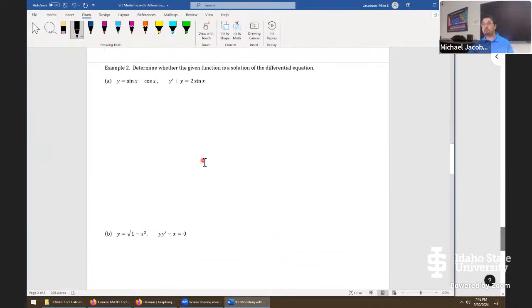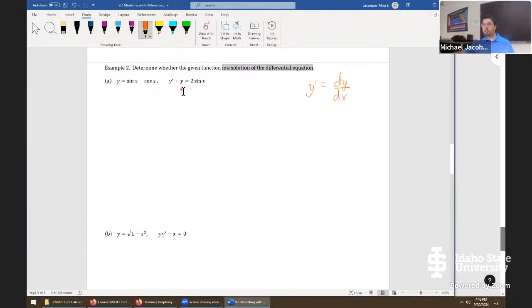So here's our next batch of problems. Determine whether the given function, that's the given function right here, y equals sine x minus cosine x, is a solution to the differential equation. These equations look different all of a sudden, but just keep in mind, that's just a matter of notation. Y prime is dy dx.